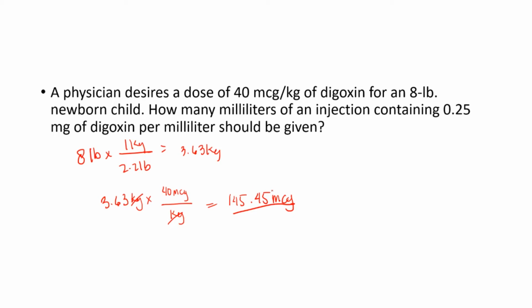Now, what is being asked is how many milliliters of the injection should be given. So, to get how many milliliters, kailangan nyo yung strength ng solution. So we have 0.25 milligrams of digoxin per milliliter. So that is 0.25 milligram of digoxin per milliliter.